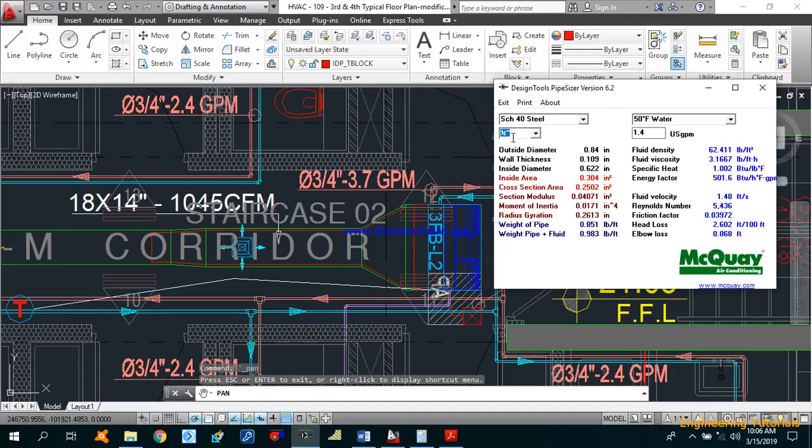If we are using this half inch pipe size, we are getting 1.4 US GPM over here. So if we are using our GPM, that is 3.7 GPM, as you can see, the fluid velocity is 3.91 feet per second. This is the calculated fluid velocity, and the head loss is 15 feet per 100 feet.